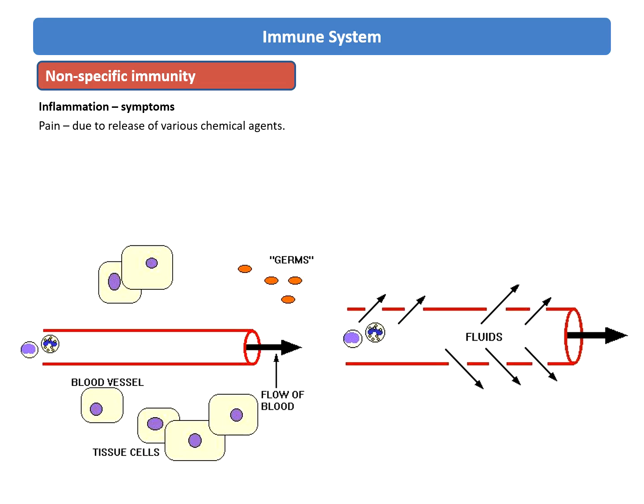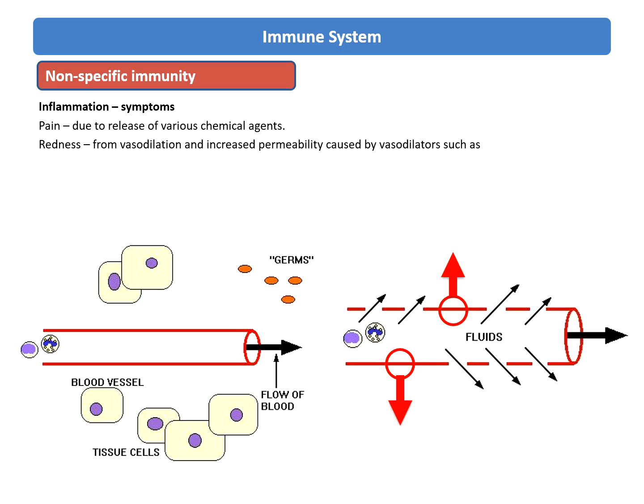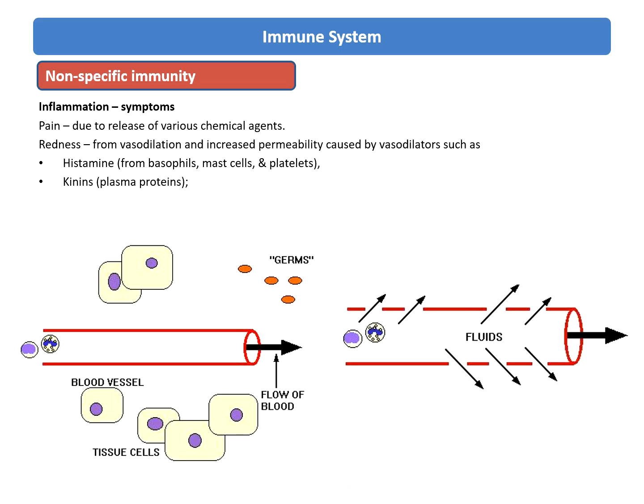The symptoms of inflammation are pain. This is due to the release of various chemical agents. Redness. This is due to vasodilation and increased permeability caused by vasodilators. Histamine is one vasodilator. It's released from basophils, mast cells, and platelets. Kinins are plasma proteins that cause blood vessels to dilate and increase their permeability. Complement C3a increases histamine release, so it contributes to dilation and increased permeability.